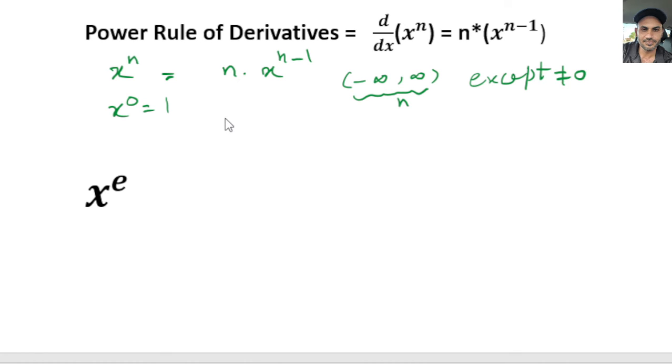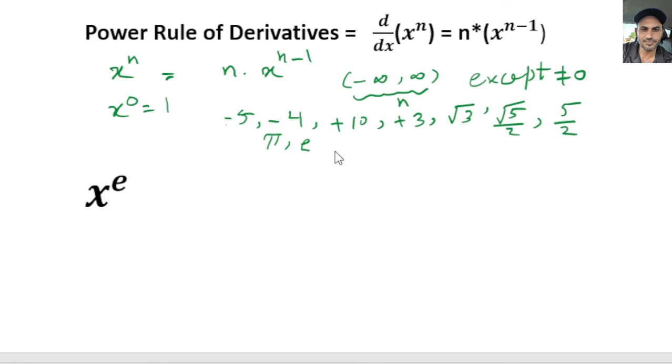So I'm going to put some range of values. Negative 5, negative 4, could be positive 10, positive 3. It could be square root of 3, could be square root of 5 over 2, so just a fraction, 5 over 2. So it could be any of these values. And then of course it could be pi, could be e, could be ln of 2. These are some possible values that n can take on. So except 0, we don't put 0 there.